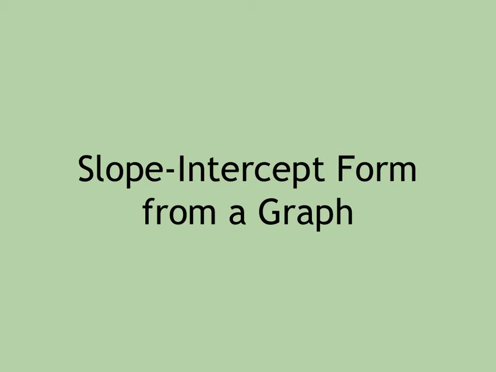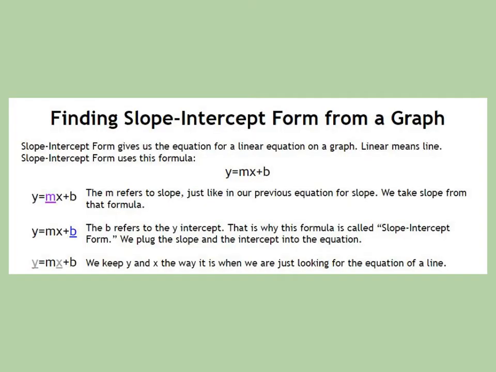This video is about slope-intercept form from a graph using the equation y equals mx plus b. Slope-intercept form gives us the equation for a linear equation on a graph. Linear means line. Slope-intercept form uses this formula, y equals mx plus b. The m refers to slope, just like it did in our previous equation for slope. We take slope from that formula. So m equals rise over run is what we're going to use for this video.